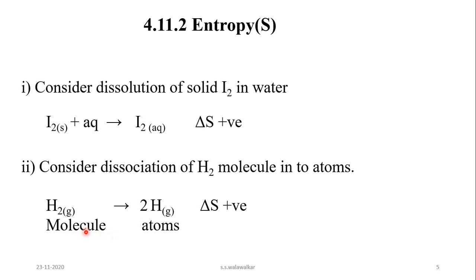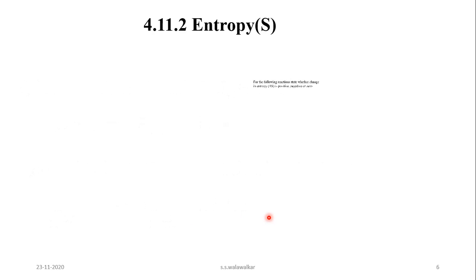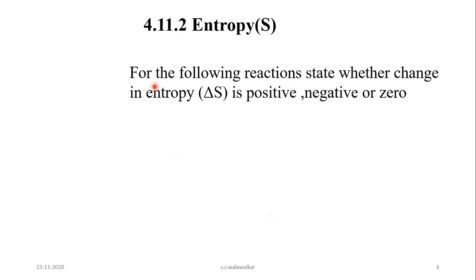So here in this molecule, two hydrogen atoms are bonded, and when this bond breaks, two separate hydrogen atoms are formed. So randomness is more in the case of atoms than in the case of the molecule. So here, as randomness is increased, delta S is positive. Now try some other examples and find out whether delta S is positive, negative or zero. Try this.